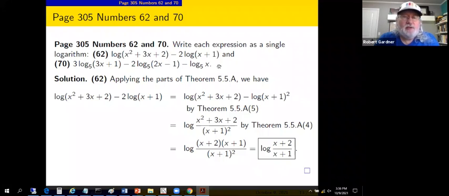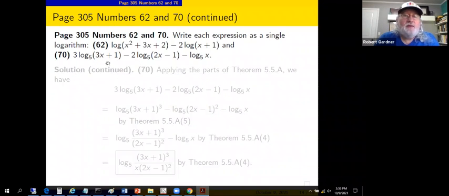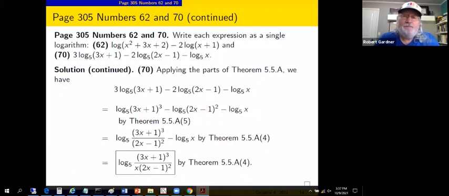Number 70 next. Okay, they give us a coefficient of a log function minus coefficient minus. Okay, we're going to use the negatives to get quotients. The coefficients will have to go first and become exponents, just like in number 62. So we'll take the expression they gave us. First thing we'll do is take this coefficient and make it an exponent, producing a cube. Take this coefficient, say of positive 2, make it an exponent. And we get 2x minus 1 squared.